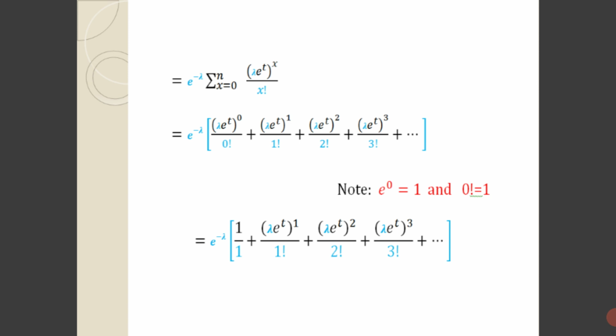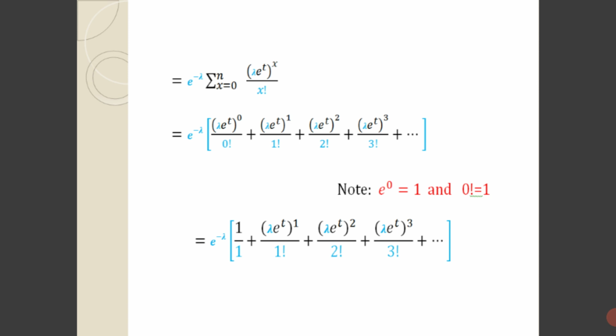Now putting x equal to 0, x equal to 1, x equal to 2 and x equal to 3 in the above equation. Putting x equal to 0, we get (lambda e^t) power 0 divided by 0 factorial, and putting x equal to 1 we get (lambda e^t) power 1 by 1 factorial, and putting x equal to 2 we get (lambda e^t) whole square divided by 2 factorial, plus putting x equal to 3 we get (lambda e^t) power 3 divided by 3 factorial.